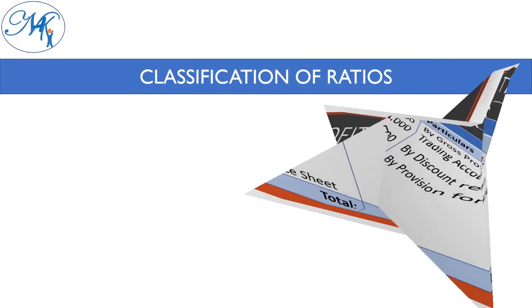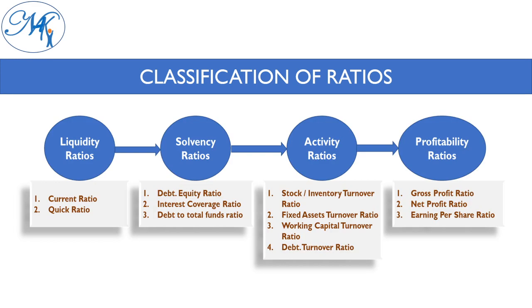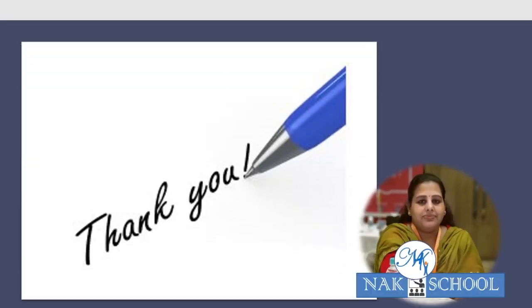With this, we have finished the important ratios under the following four categories: liquidity ratios, solvency ratios, activity ratios, and profitability ratios. Thank you very much.